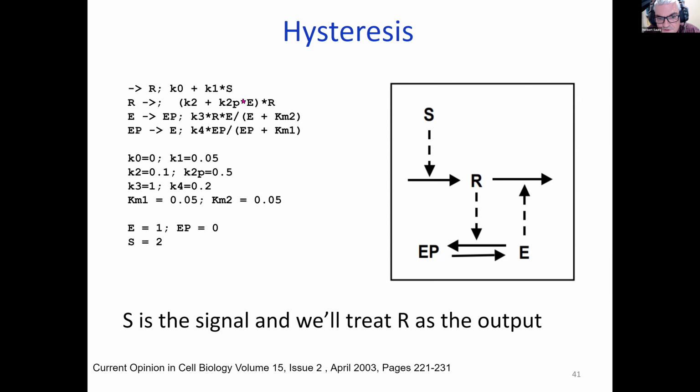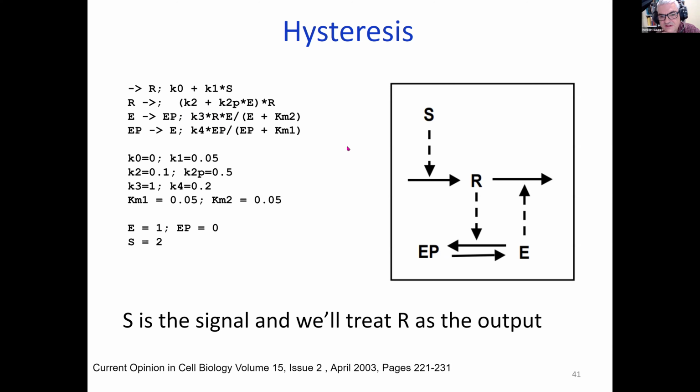The degradation of R is a function of the unphosphorylated E protein, but there are 2 components here. It has a basal degradation rate, K2 times R, but it also has this extra degradation rate as a result of E. And then you have this cycle here from phosphorylated to unphosphorylated. They modeled it using a Michaelis-Menten equation, and that's what I've got here. I have to make sure that R, the kinase, is in the numerator of the Michaelis-Menten equation.